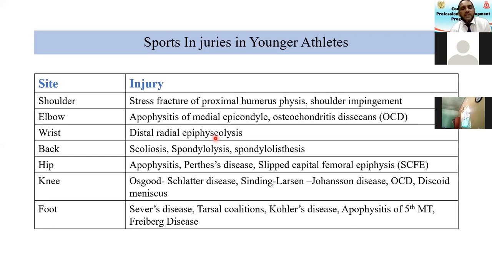At the knee, Osgood-Schlatter disease is an apophysitis of the attachment of the patellar tendon at the tibial tuberosity. Sinding-Larsen is an apophysitis at the inferior pole of the patella. And the other condition is osteochondritis dissecans, and discoid meniscus can also be present in adolescence.